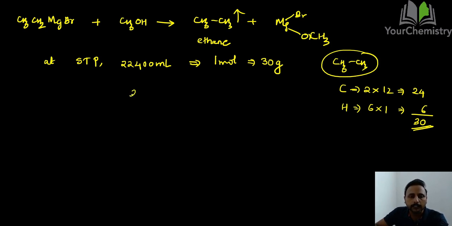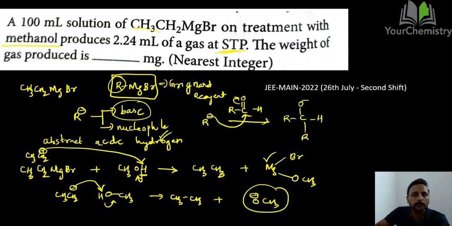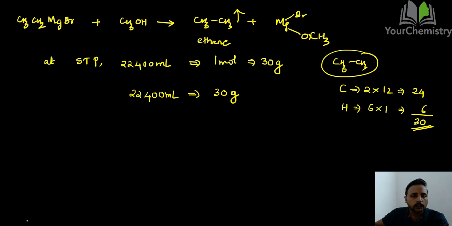22,400 ml. So that means at STP, 22,400 ml of ethane has a weight of 30 grams. Now the question, how much is produced? 2.24 ml. That means 2.24 ml is going to have how much? That will be definitely 30 into 10 raised to minus 4 gram, because here you divided by 10 raised to 4. So the other side also I need to divide by 10 raised to minus 4 grams.